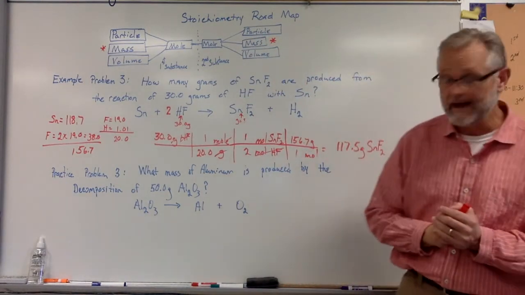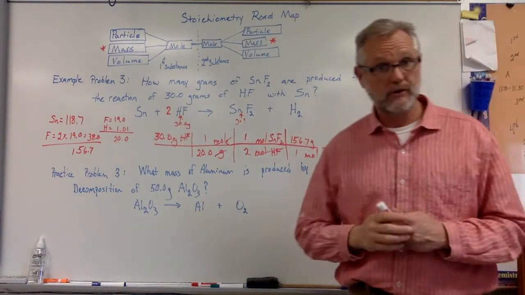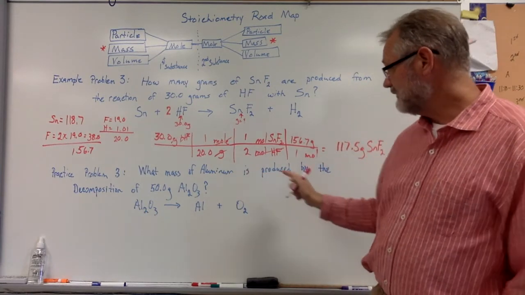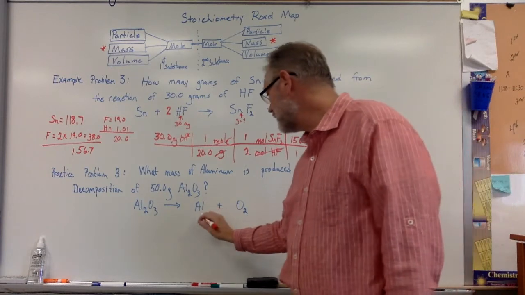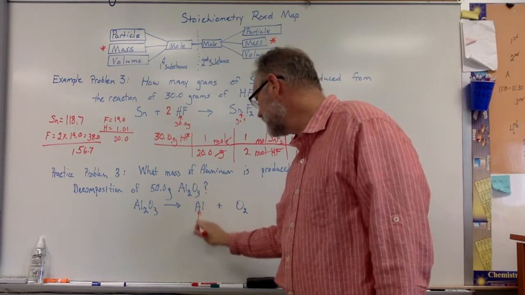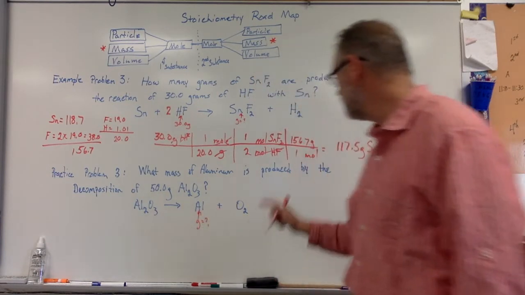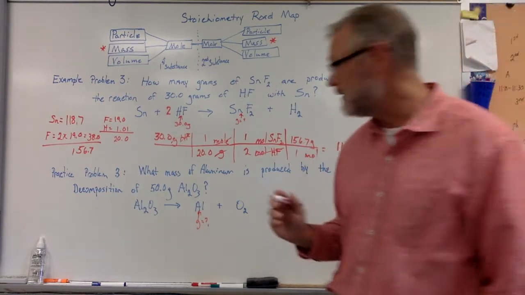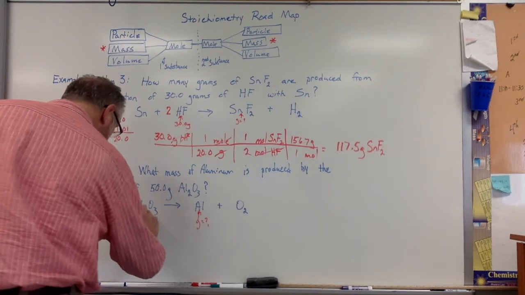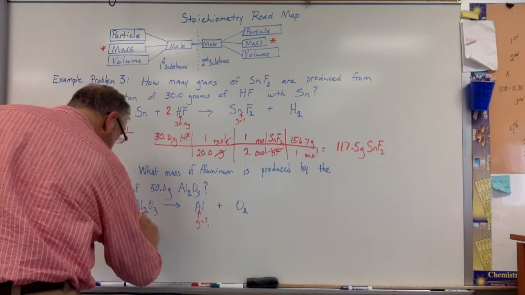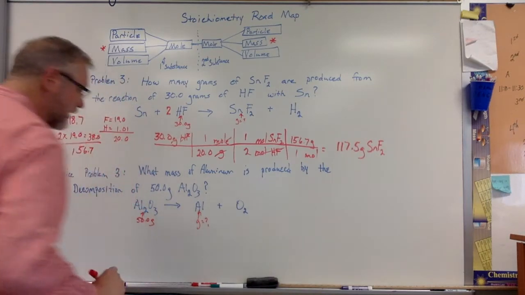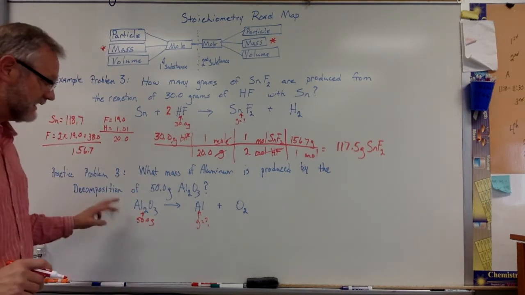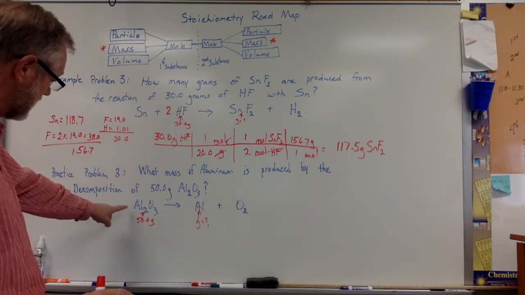I would like to go ahead and model for you the next problem as well. It says, what mass of aluminum, so I'm looking for the mass of my aluminum, is produced by the decomposition of 50 grams of the aluminum oxide. So over here I have 50 grams. So I've written down what I was given. The next thing I want to do is balance my equation. So this is a decomposition.